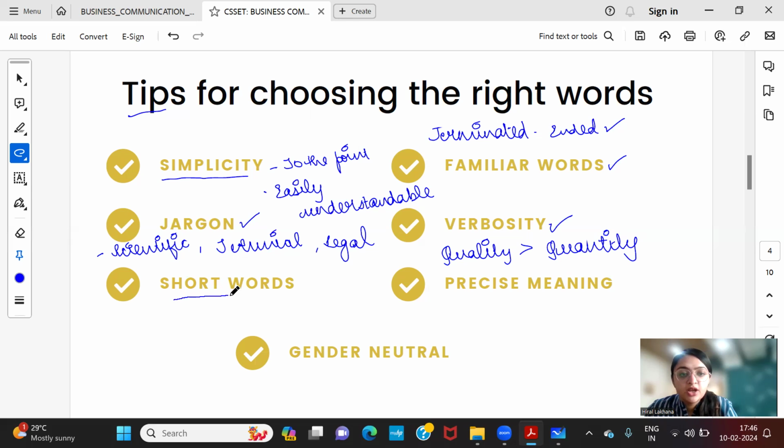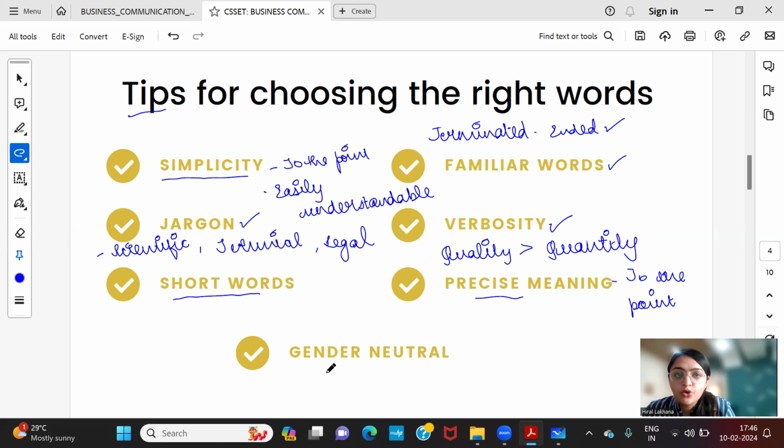Next up, we have short words. Instead of using complicated, long technical words, we can use short words to keep the conversation very simple. Similarly, we have precise meaning. Precise meaning indicates that any words, any phrases that we are using, need to be to the point. It should not be like beating around the bush, wherein we are trying to fill the conversation with a lot of words. We should ensure that we are using words which have a precise meaning.